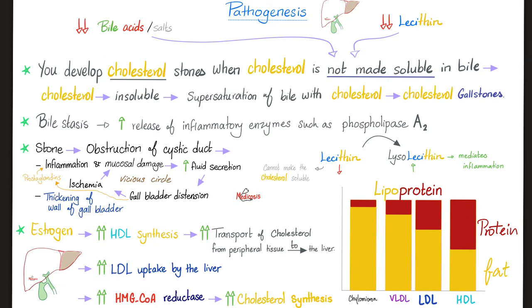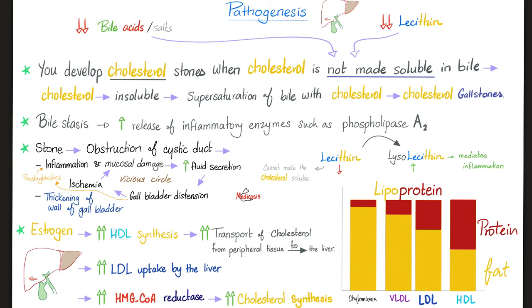This will increase release of inflammatory enzymes, such as phospholipase A2. Phospholipase, I love this word. What does phospholipase do? It breaks down phospholipids. Like lecithin? Yeah, like lecithin. And when you destroy lecithin, what does it become? Lysolecithin. Lecithin after lysis. I love it.